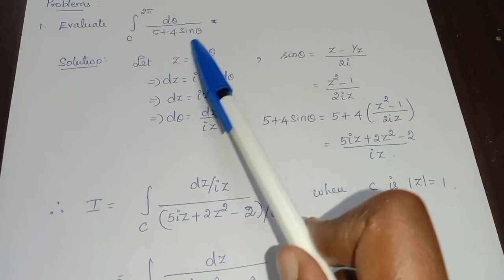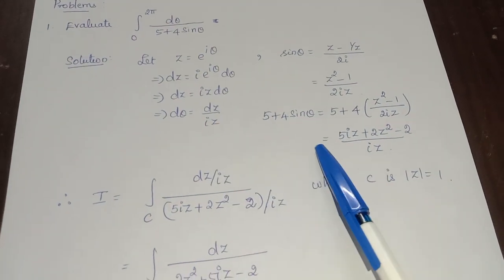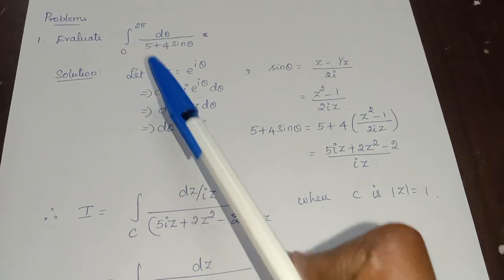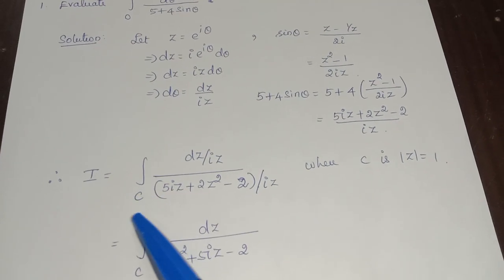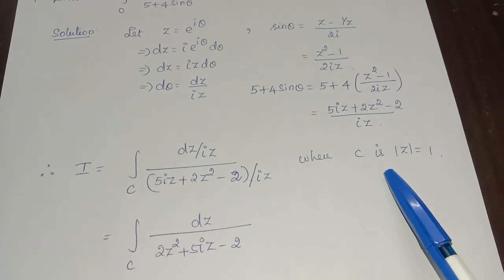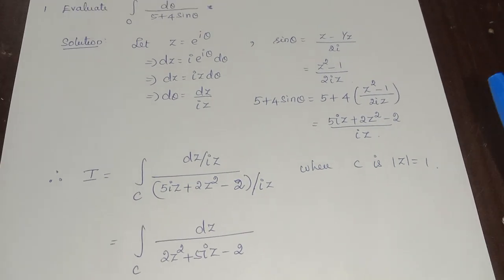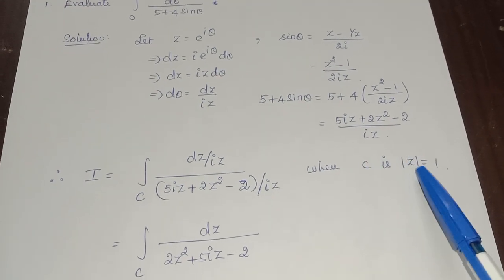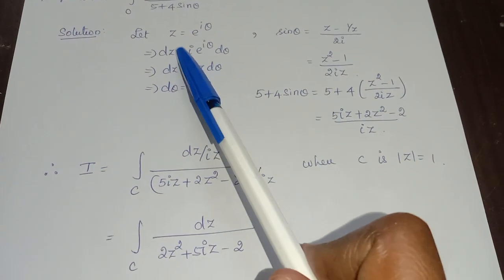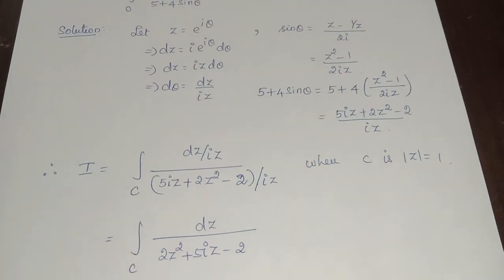So all the values within the integral sign we have evaluated here. Let us substitute it here. Now instead of this 0 to 2 pi, what we have to substitute? Over the curve C, where C is the unit circle, mod z equal to 1. For all the problems, this is the same. That is, over the unit circle only we are evaluating, because that is how we have taken z equal to e power i theta. Right?